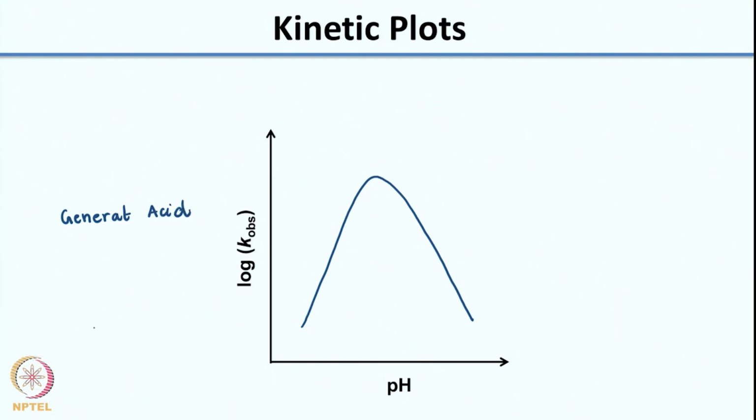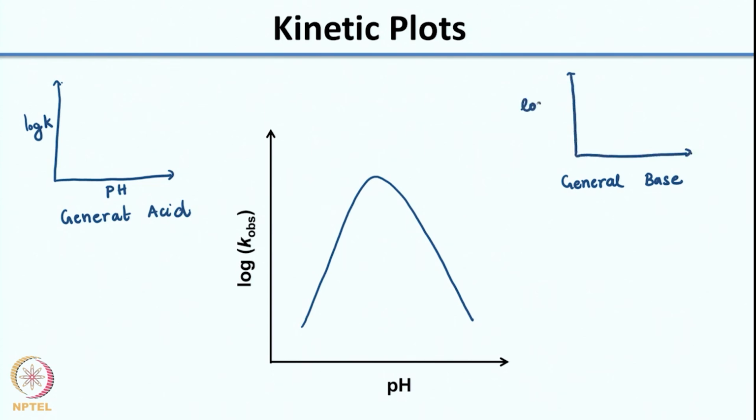what did the plot look like when you were plotting it? And you can remember what it looked like for a general base as well. In the general acid the plot looked like this, and in a general base the plot looked like this.